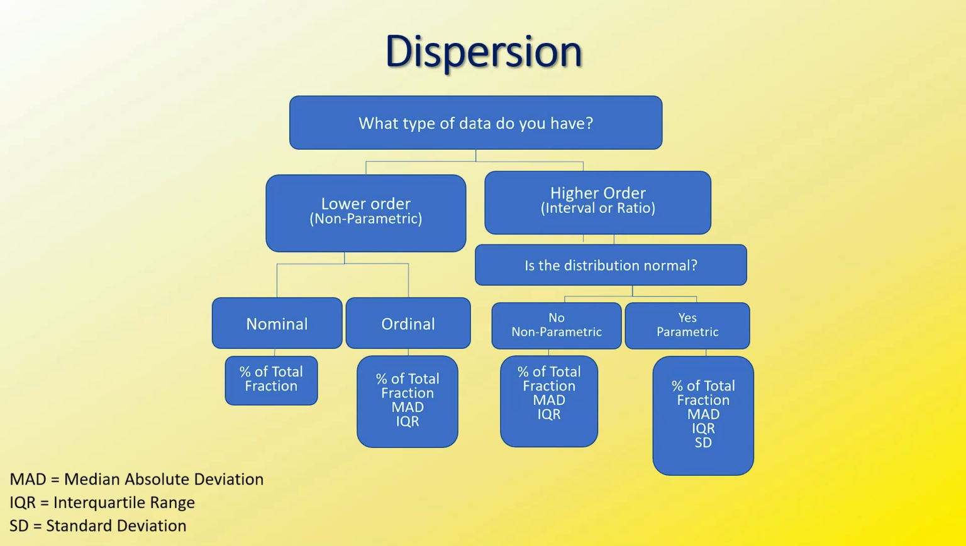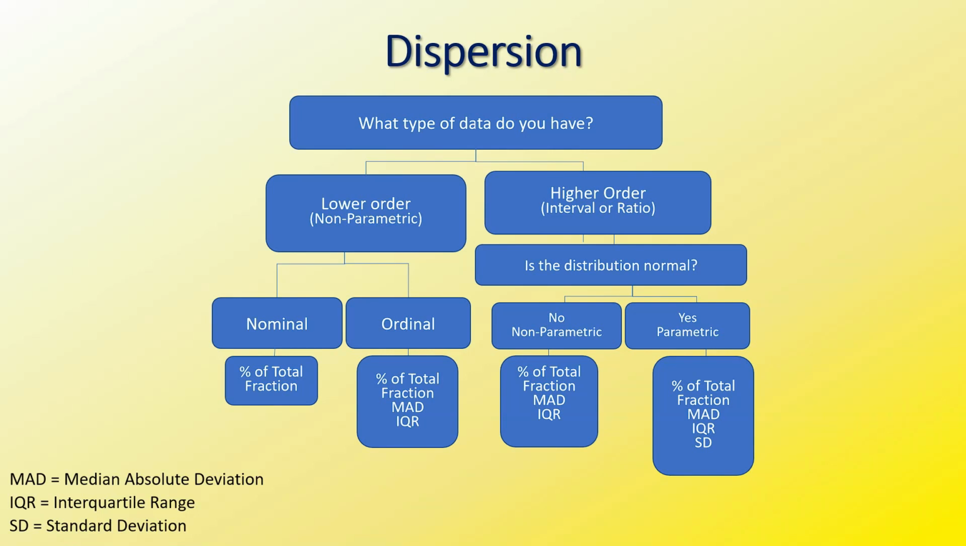Again, nominal has only one option where you can look at the percent of the total, or a fraction, though typically a percentage is more commonly offered. When we get to ordinal, then we can have median absolute deviations or interquartile ranges, and standard deviations should only be used for higher order data that's normally distributed. Now this is a largely overlooked concept. It's incredibly common to look at data, and even if the authors acknowledge that the data is not normally distributed, so they will do non-parametric inferential statistics, they still use mean and standard deviation, and this shouldn't happen.